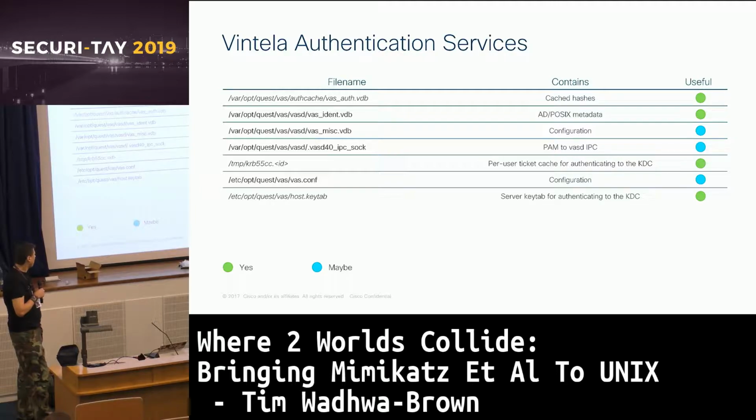And then, of course, we have the Kerberos tickets. Just by way of example, does everyone know what I mean by Kerberos tickets? Because I'm pretty sure you know what a cached hash is, but I'll bet Kerberos tickets, maybe not. Anyone not know what Kerberos tickets are?